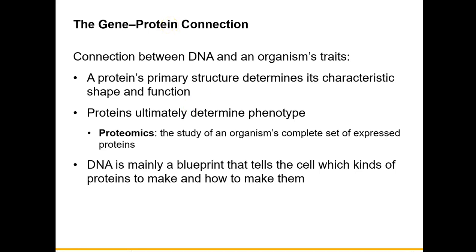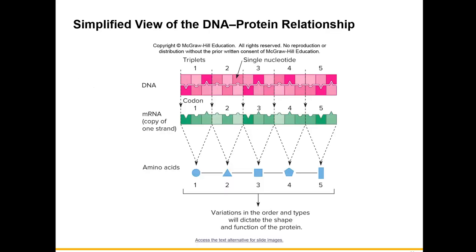The gene-protein connection. So there's a connection between DNA and an organism's traits. A protein's primary structure determines its characteristics, shapes, and functions. Proteins ultimately determine the phenotype, and we can study something called proteomics. This is the study of an organism's complete set of expressed proteins. DNA is mainly a blueprint that tells the cell which kinds of proteins to make and how to make them. So they come in these triplets, or codons. Each triplet codes for an amino acid. So you have the DNA triplet, the codon in the mRNA, and then the amino acid comes from that.